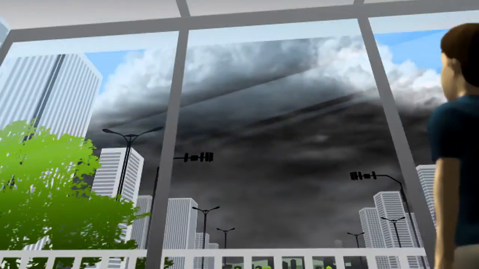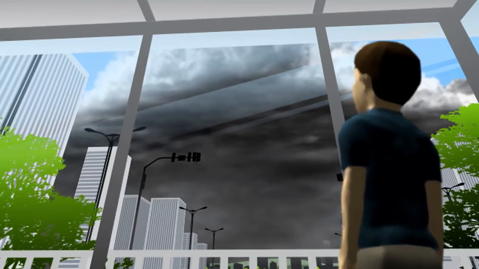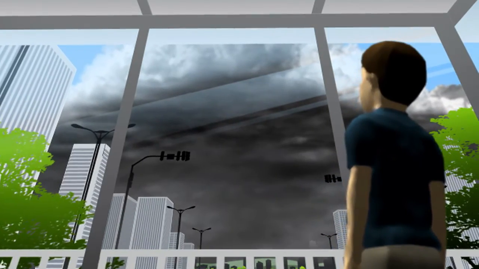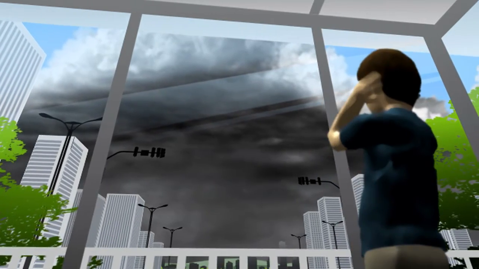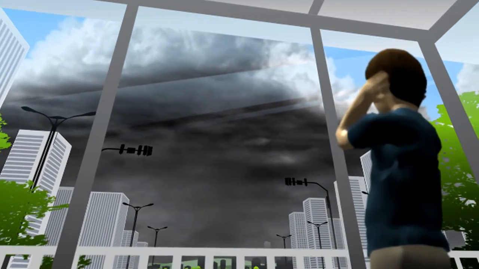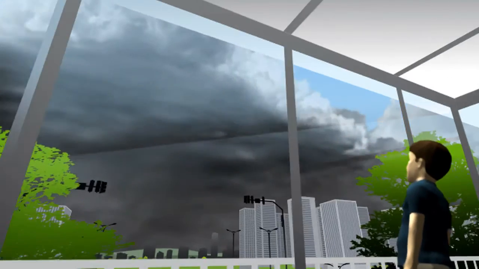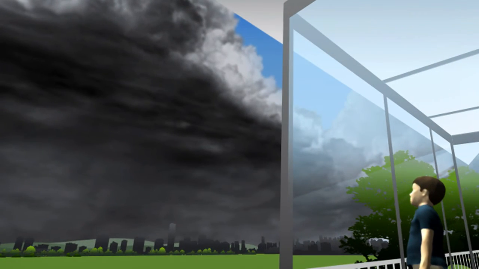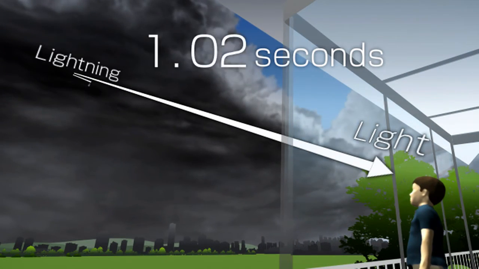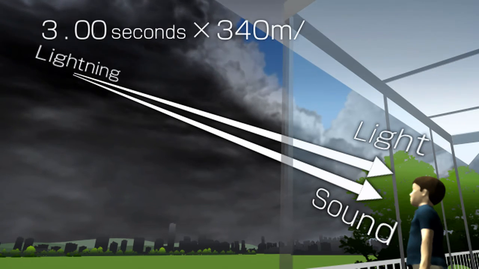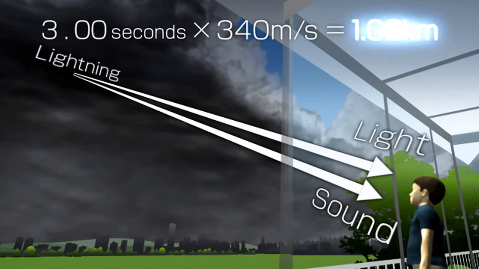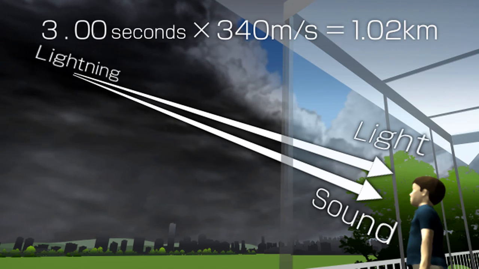With lightning always comes thunder. The light reaches us in an instant, but sound takes more time. If you hear thunder 3 seconds after the lightning strikes, since sound travels at 340 meters per second, it means that you are about 1 kilometer away from the lightning.